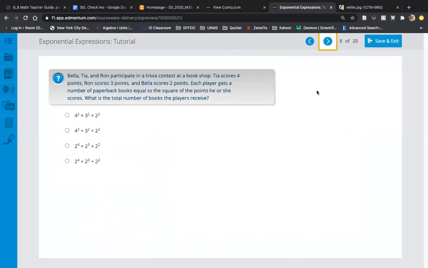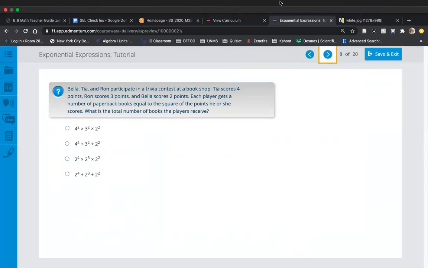It says, Bella, Tia, and Ron participate in a trivia contest at a bookshop. Tia scores 4 points, Ron scores 3 points, and Bella scores 2 points. Each player gets a number of paperback books equal to the square of the points he or she scores. What is the total number of books the players receive? All right, so I'll give you guys a second to think about this one here.